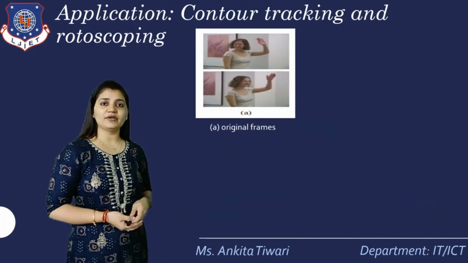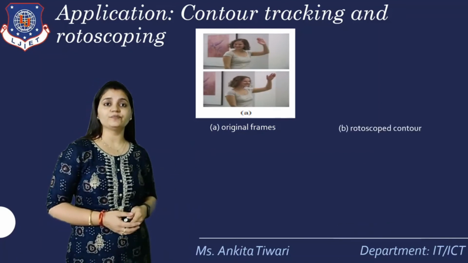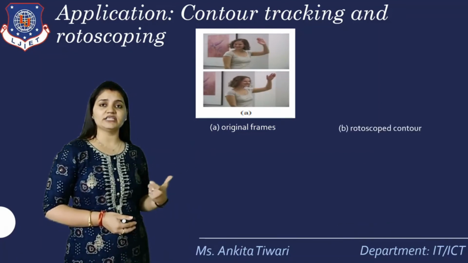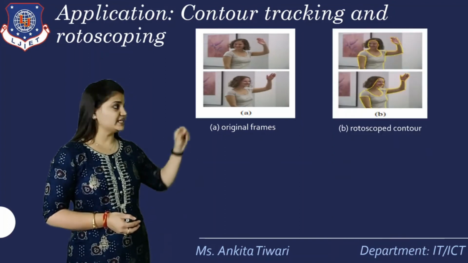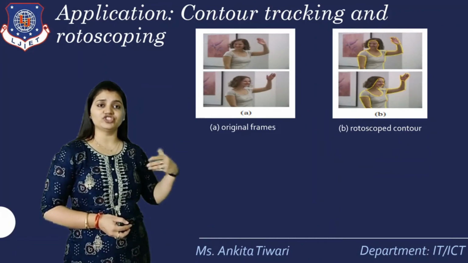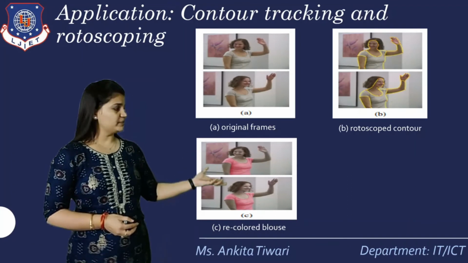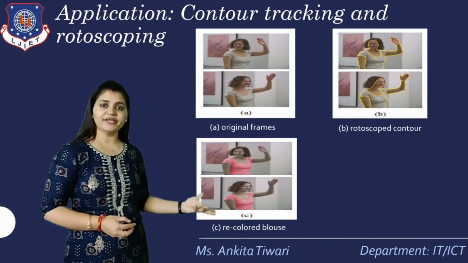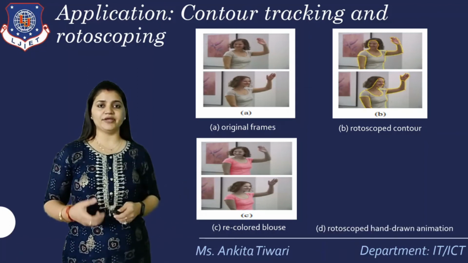Here you can see an example: the original frame. We are changing the color with respect to the contour value. How are we changing it? We are using the application that is rotoscoping. In the rotoscope contour, we select the boundary line edges where we want to change the color. So here we are recoloring it, changing from white to pink. We are changing the color of the top the woman is wearing.